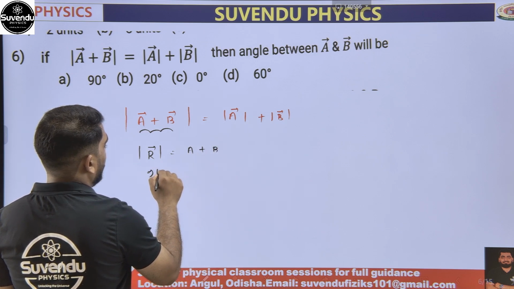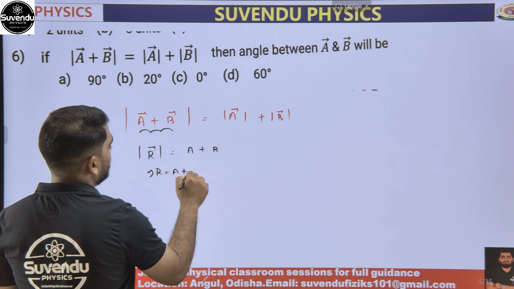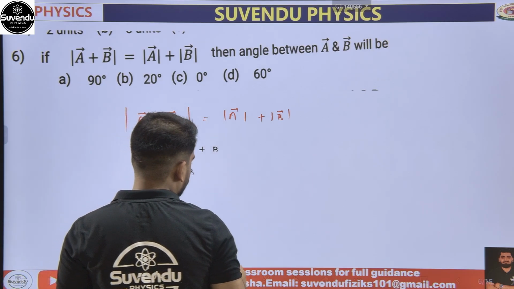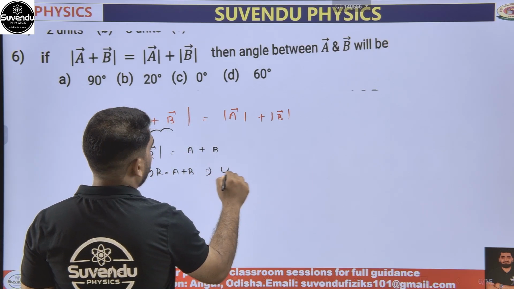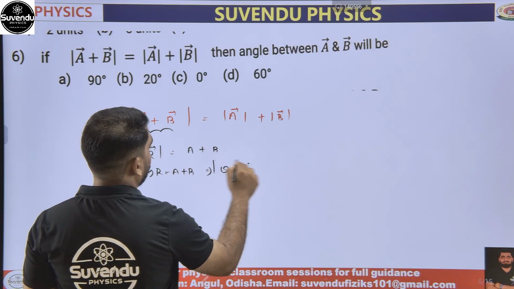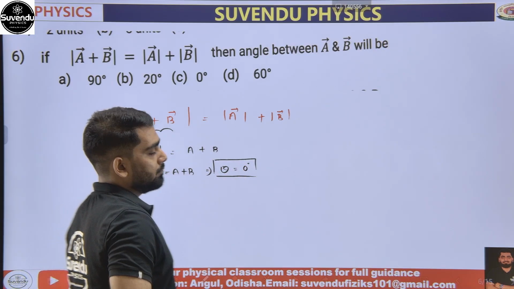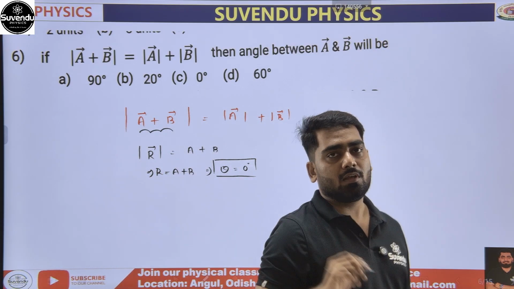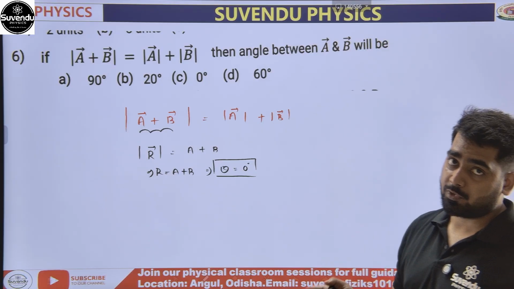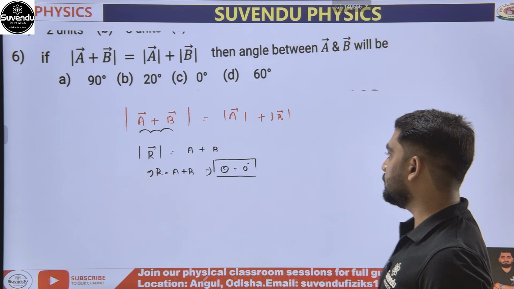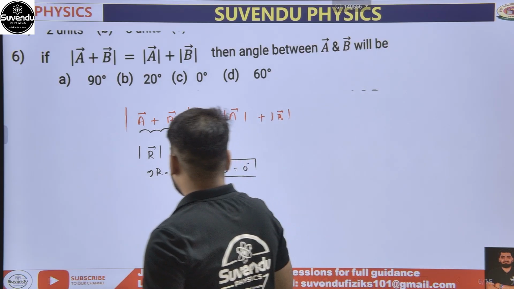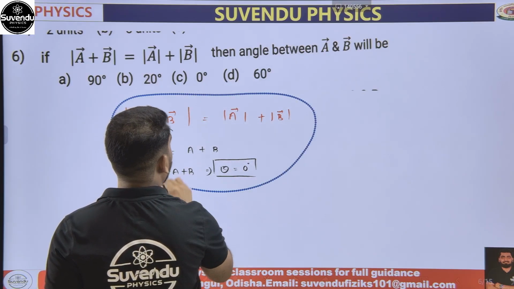That means we can say R is equal to A plus B. R is equal to A plus B, that means theta is 0 degree. R is equal to A plus B. That is the maximum value of the resultant. This is possible when two vectors are acting along the same direction.